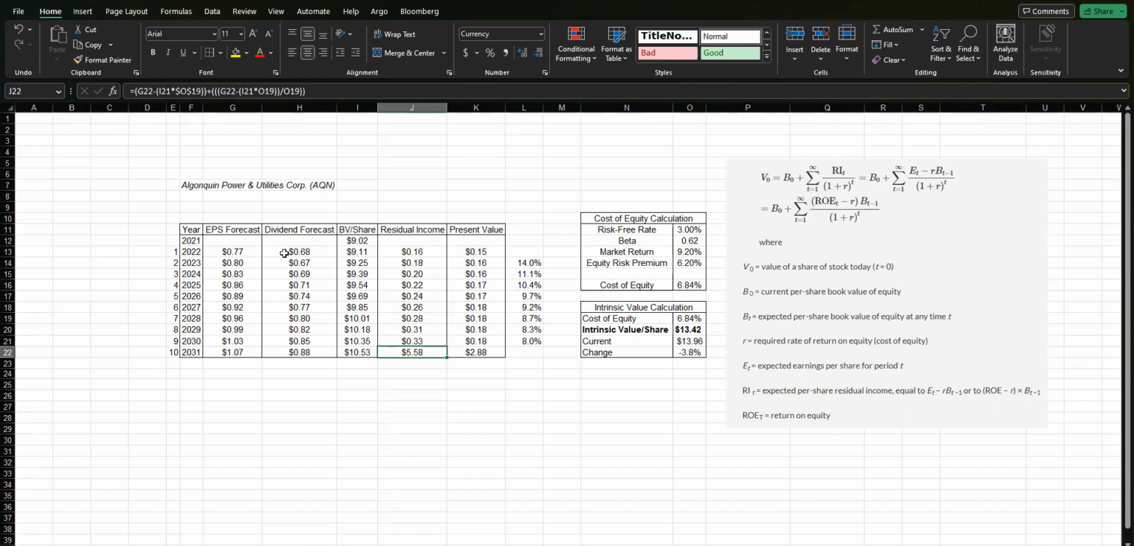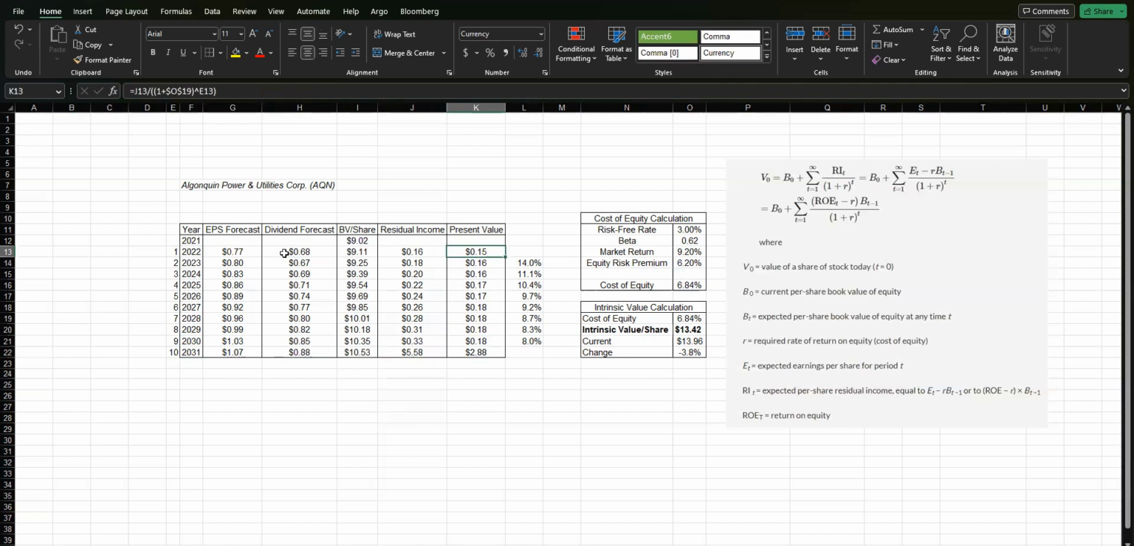As we are forecasting into the future, the calculation of the intrinsic value of the stock today uses the present value of the forecasted residual income in each year. The formula for this is simply the residual income for that year divided by 1 plus the cost of equity to the nth power, where n is the number of years into the future for that period. So for 2022, n would be 1, and for 2031, n would be 10. This is represented in the formulas in the present value column.